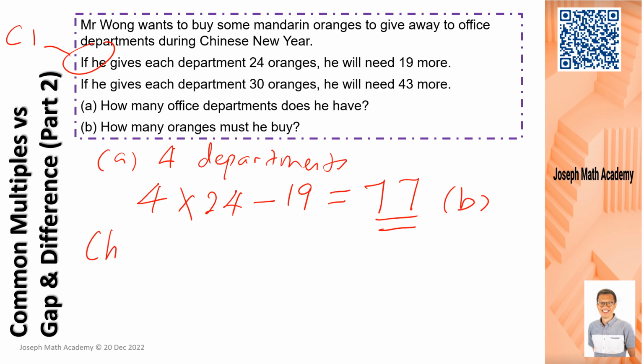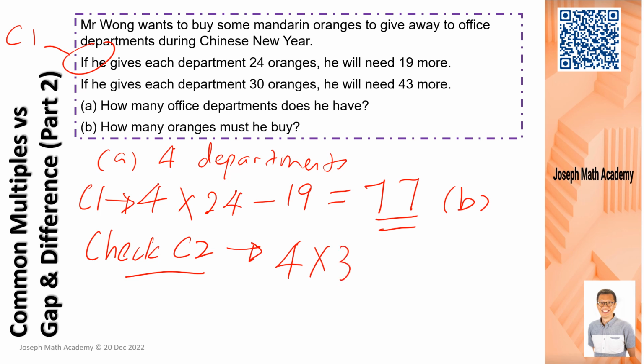Now, this is case 1, right? We use case 2 to check. So how to do? Very simple. 4 departments. Each department receives 30, short of 43. So if you take the order of operation concept, 4 times 30 minus 43, we still arrive at 77. So it is confirmed true. Okay, so part A answer is 4 departments. Mr. Wong has 4 departments, and Mr. Wong must buy 77 oranges.